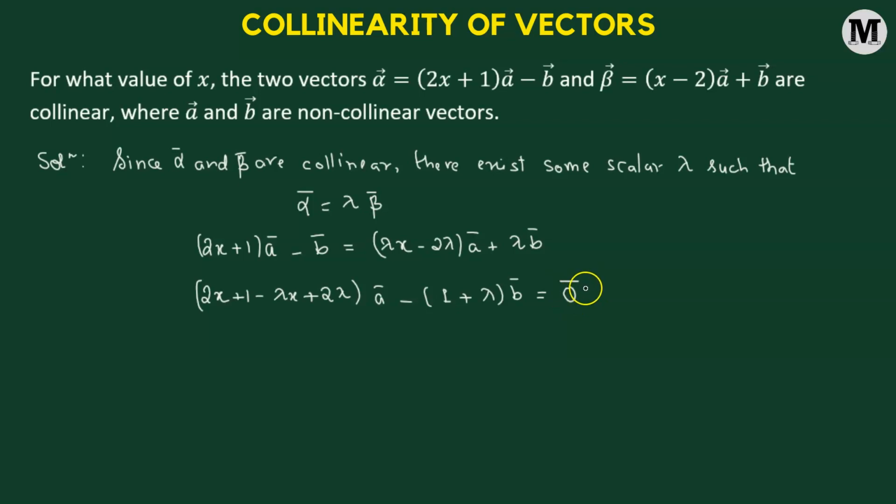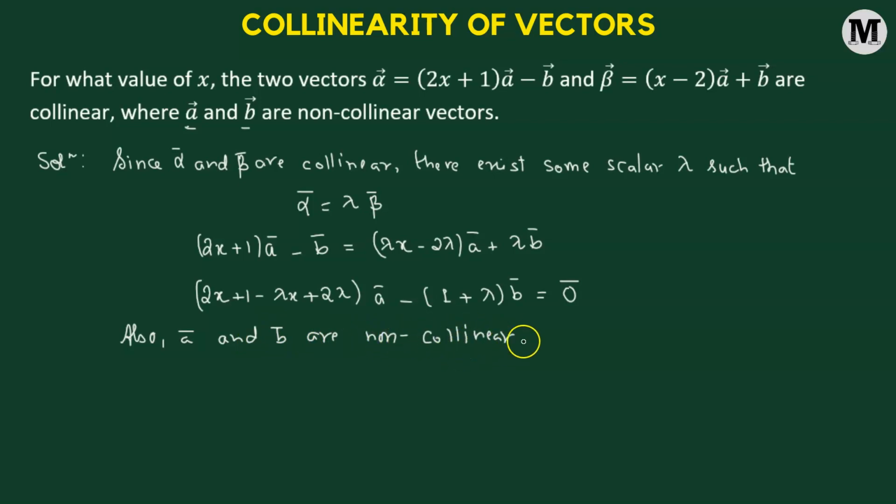We have to be careful here. It is going to be a null vector because on the left hand side we are operating on vectors, so on the right hand side we should get a vector as well. Now this is an equation where we have some scalar multiplied by a vector plus another scalar multiplied by b vector equals the zero vector. And now it's given here that a and b, these two vectors, are non-collinear vectors. So also we'll write vector a and vector b are non-collinear vectors.